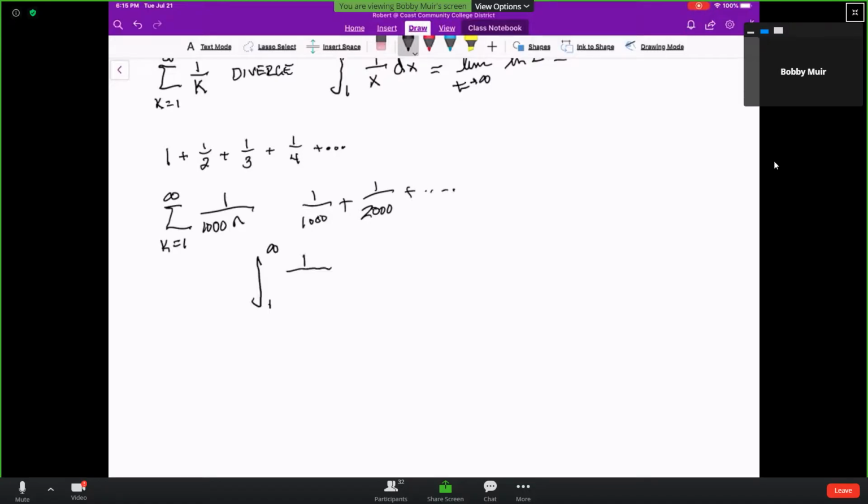Okay. But the integral test is going to show us that when I go 1 to infinity of 1 over 1,000 times x dx, I still get this same issue. Limit as t goes to infinity of the natural log of t, and it's still plus infinity.